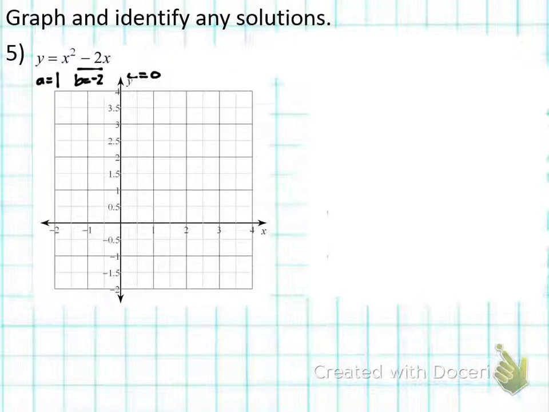Okay, good. So let's start with, is it in vertex form already? No, so we have to write that. So we start with -b over 2a.